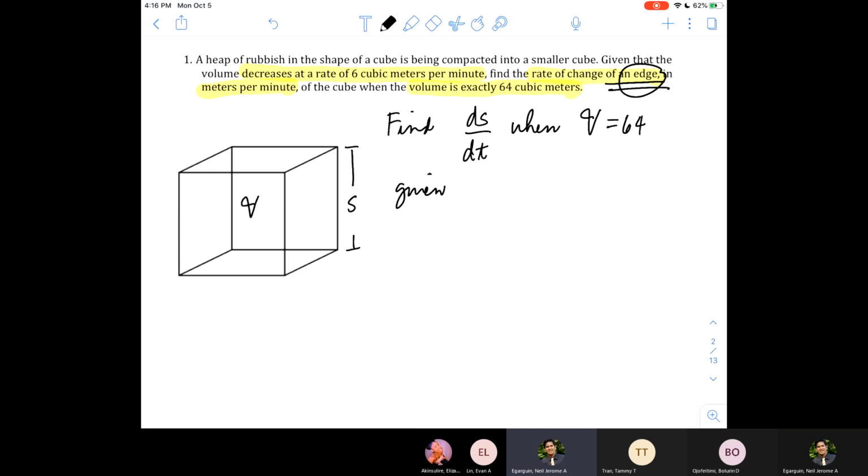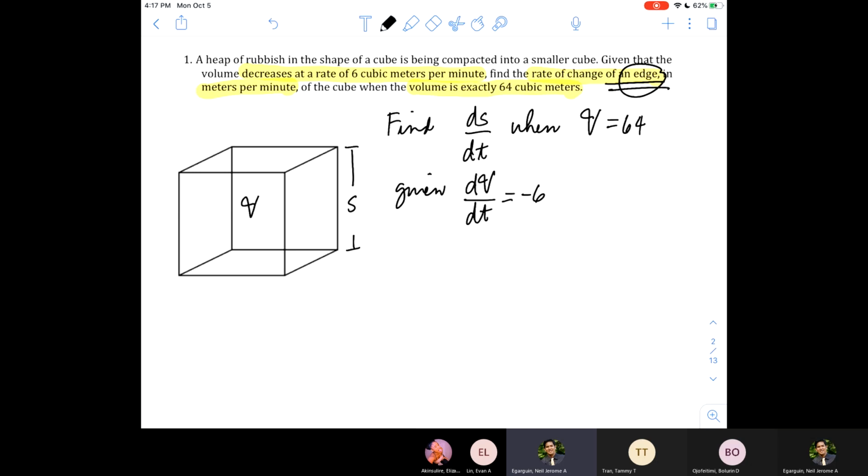It tells us the rate at which the volume changes, so that should be dv over dt. Again, the beauty of Leibniz notation: dv over dt reminds us that it is the rate at which the volume changes with respect to time. And from the problem, this should be equal to 6. Actually, not just 6, but negative 6.